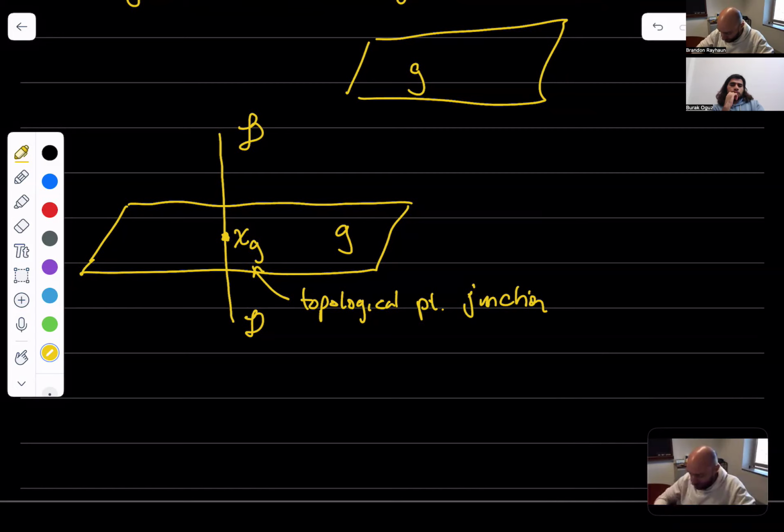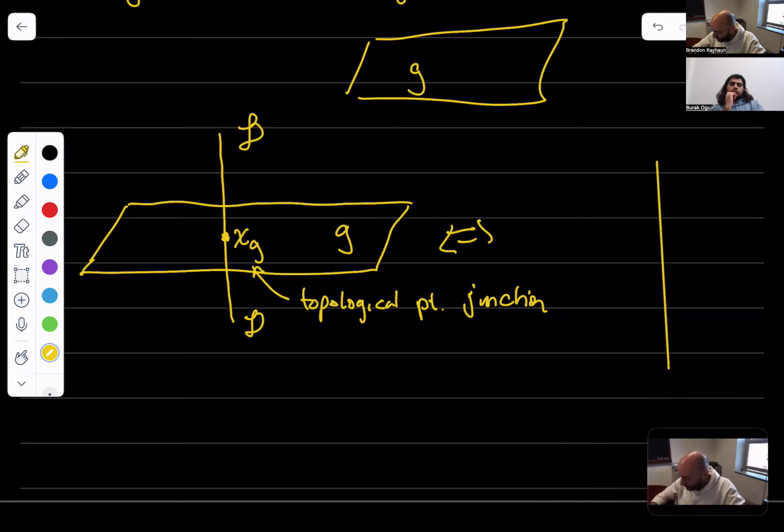So demanding that this junction be topological means in particular that I can move the surface up and down along the line defect without altering correlation functions, again, provided I don't move the surface through some charged operator. And if you'd like, this condition is equivalent to the following condition.